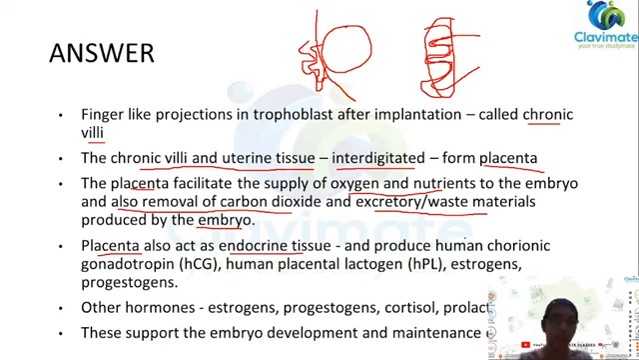The placenta also acts as endocrine tissue. It produces human chorionic gonadotrophin, human placental lactogen, estrogen, and progestogens. Other hormones produced are cortisol, prolactin, and thyroxine. What do they do? They support the embryo development and maintain the pregnancy.